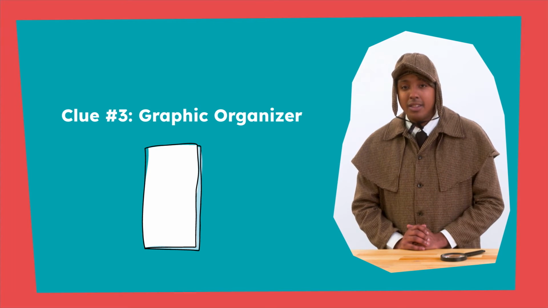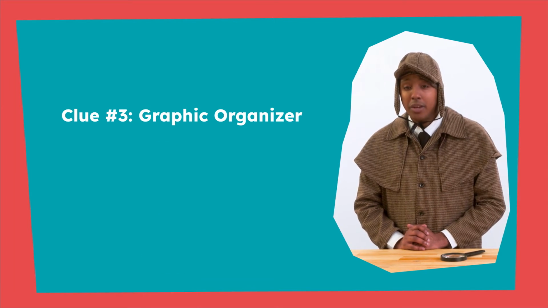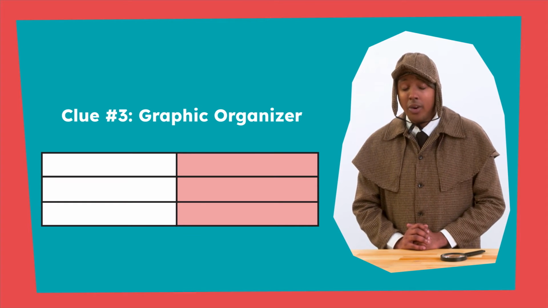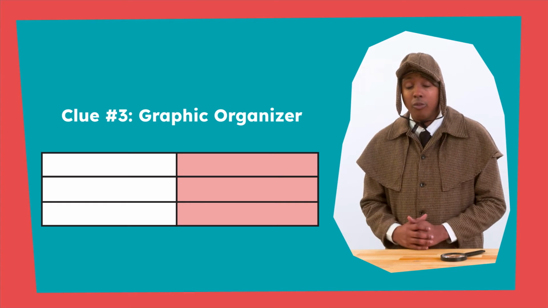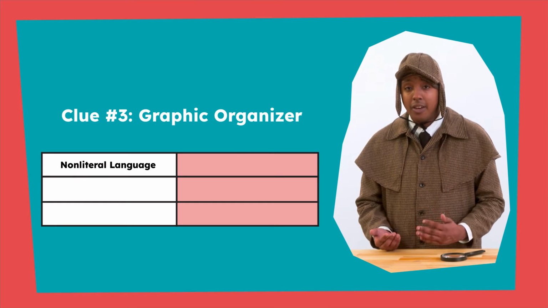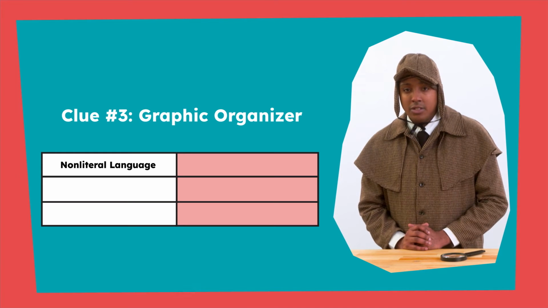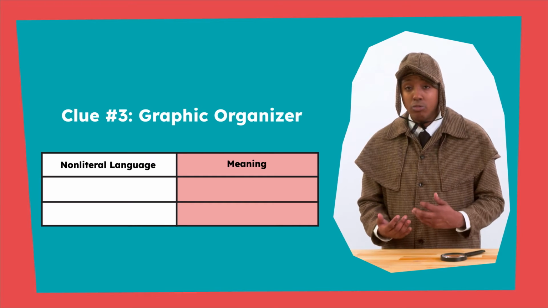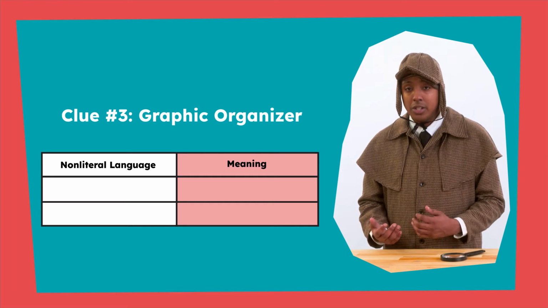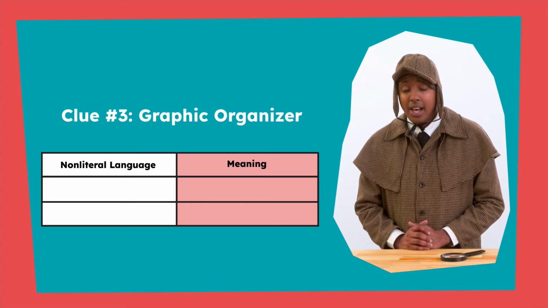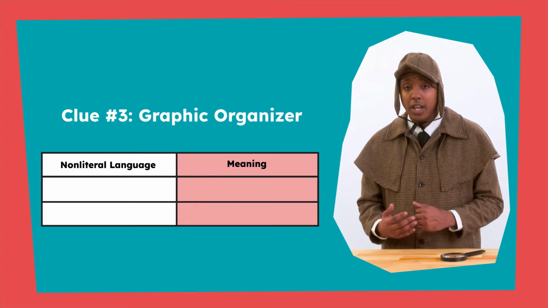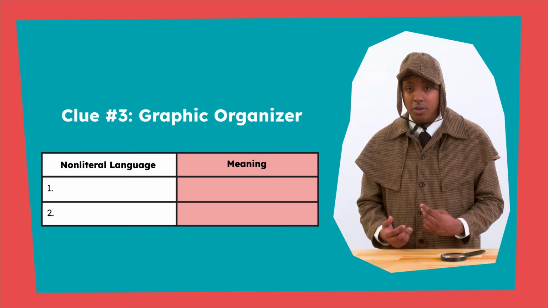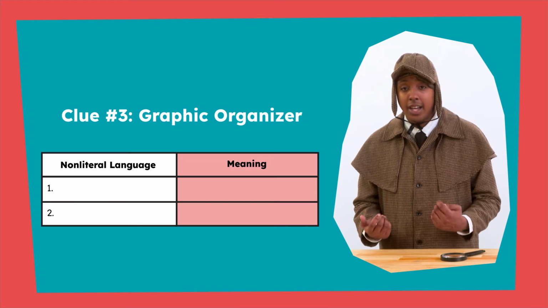Okay, let's label our graphic organizer. Complete your graphic organizer along with me. Since we are going to determine the meaning of non-literal language, we will write non-literal language at the top of our left-hand column. In our right-hand column, we will write meaning. This is where we will write the meaning of the non-literal language. My boss has identified 2 examples of non-literal language in the text. So we will also need to number our paper 1 to 2. Go ahead and number your paper just like I did.